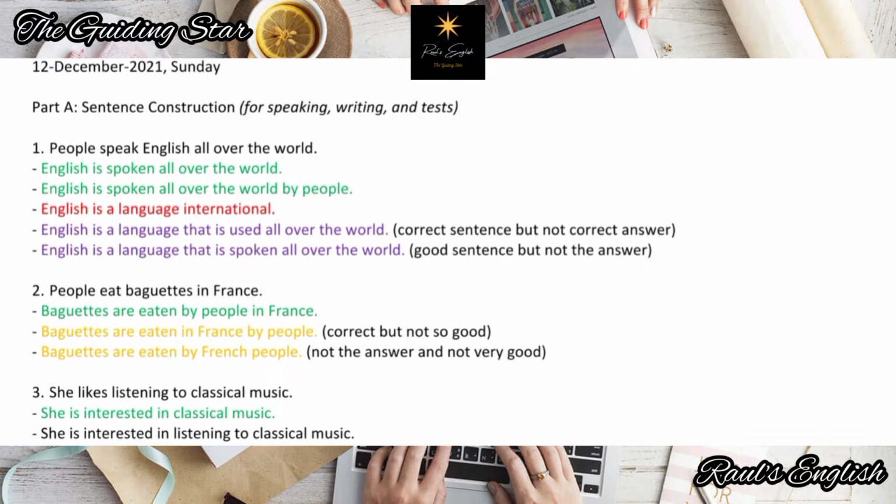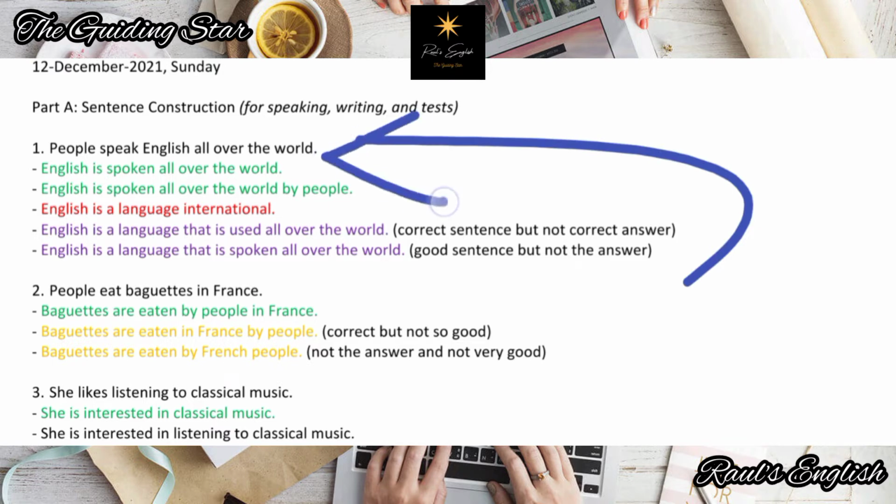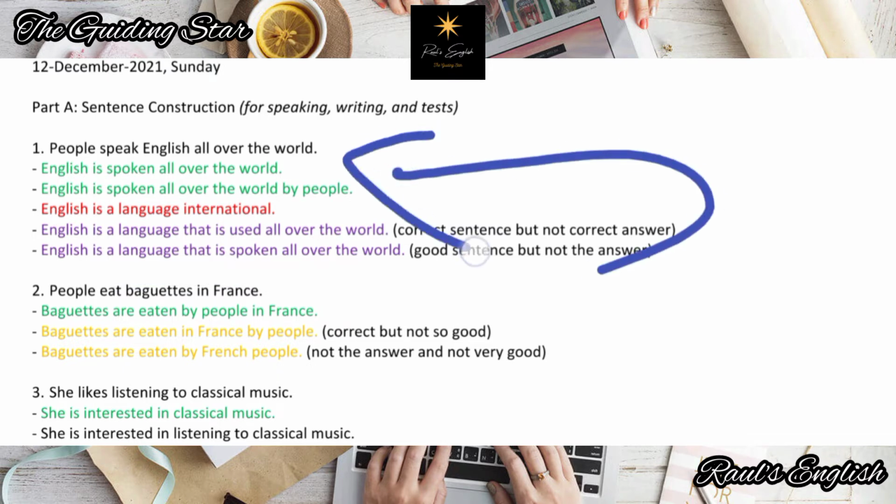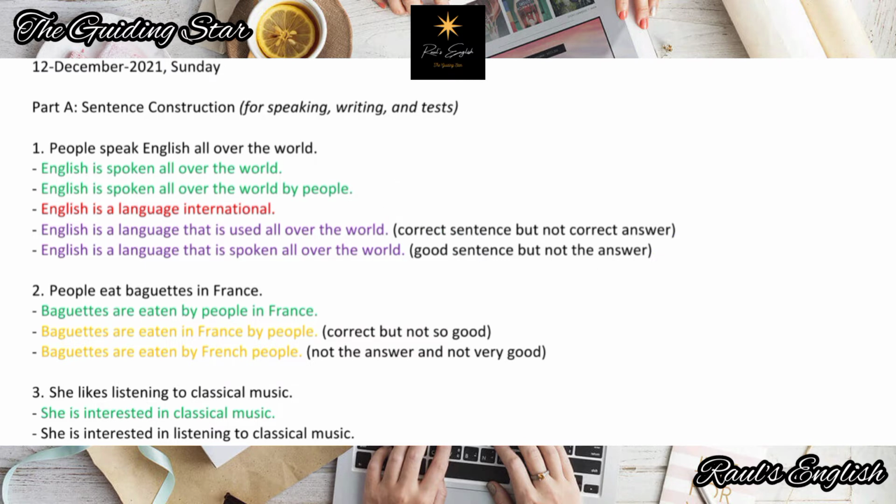Right, so the sentences in purple are correct, but they're not the answer to this particular question. So they don't have the same meaning. However, they are correct, and please do use them in your conversation. So English is a language that is used all over the world. Very good. And English is a language that is spoken all over the world. Very good. Excellent sentences. But remember, they are not the answer to this because you have changed the meaning. However, they are very good sentences.